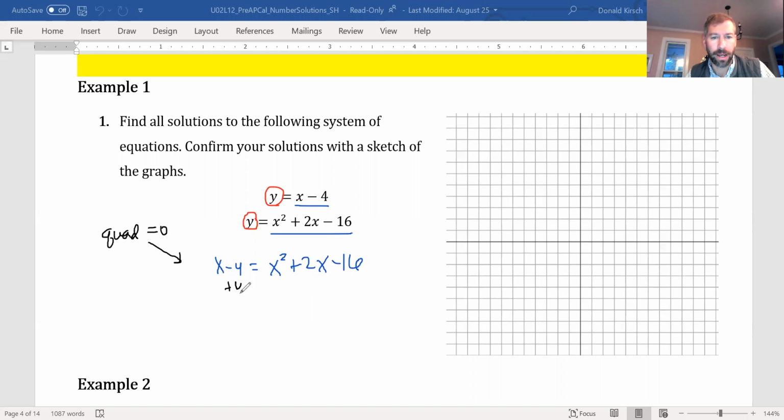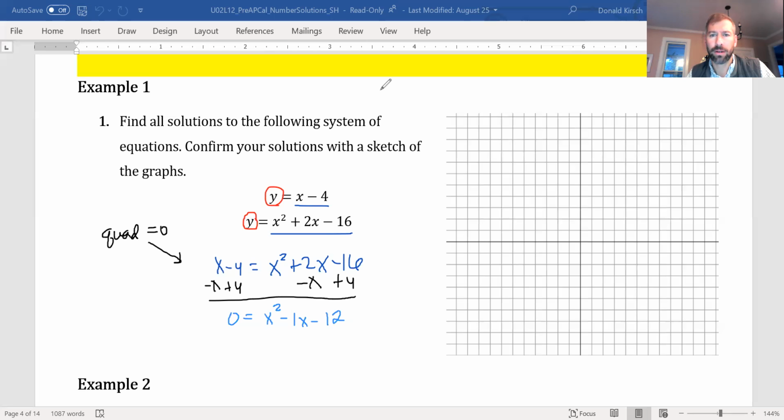So what I'm going to do is add 4 to both sides. I'm going to add that with my regular number, and I'm going to subtract x from both sides. And I'm going to subtract that from my x value, and I'm going to rewrite this. So my new equation is going to be 0 equals, that's good, I got 0. The x squared stays the same. The 2x minus x, that's going to be a minus 1x. And this -16 plus 4 is going to be a -12.